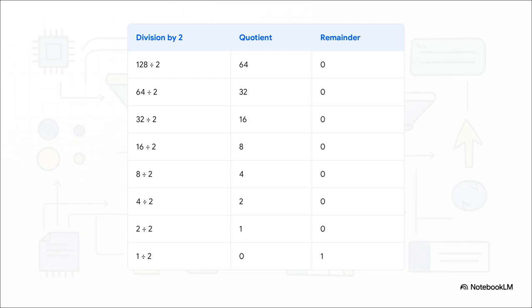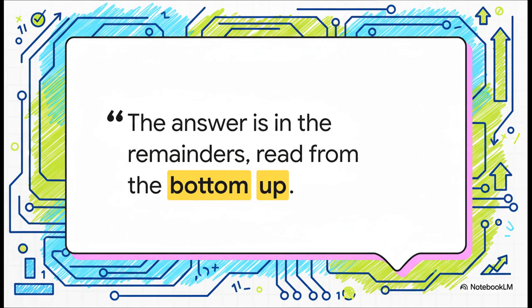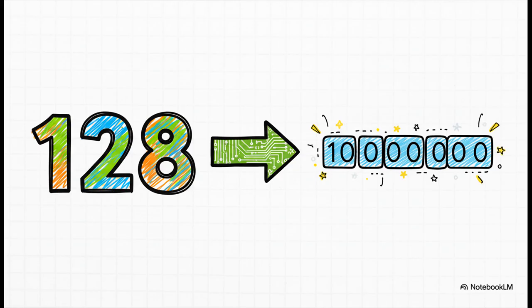Now just look at that neat little column of remainders we've made. So we've got our column of zeros and that one lonely one at the bottom. And now for that crucial step, the magic trick. To get the right answer, we have to read that list in reverse, from the bottom up. So, reading from the bottom up, we get a 1 followed by 7 zeros. And just like that, the number 128 in our language becomes 10000000 in the computer's language. See? Not so bad, right?